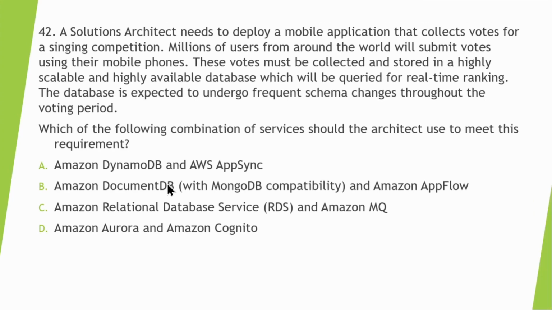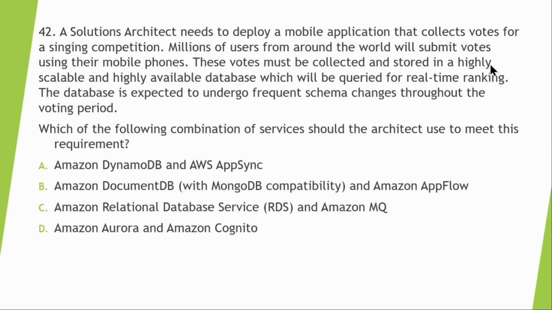Next question. A solution architect needs to deploy a mobile application that collects votes for a singing competition. Millions of users from around the world will submit votes using their mobile phones. These votes must be collected and stored in a highly scalable and highly available database, which will be queried for real-time ranking. The database is expected to undergo frequent schema changes. Real-time ranking, frequent schema changes throughout the voting period. I've already highlighted the keywords. Which of the following combination of services should the architect use to meet this requirement?